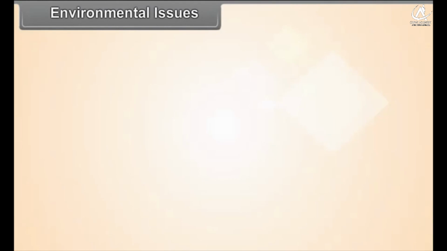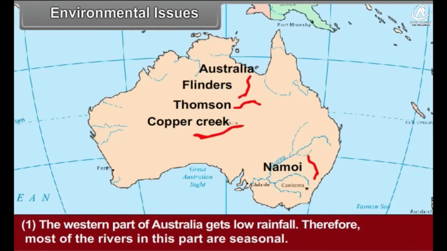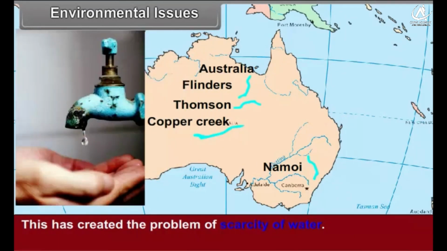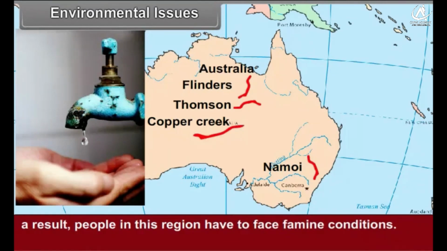Environmental issues. The western part of the Australia gets low rainfall. Therefore, most of the rivers in this part are seasonal. This has created the problem of scarcity of water. As a result, people in this region have to face famine conditions.